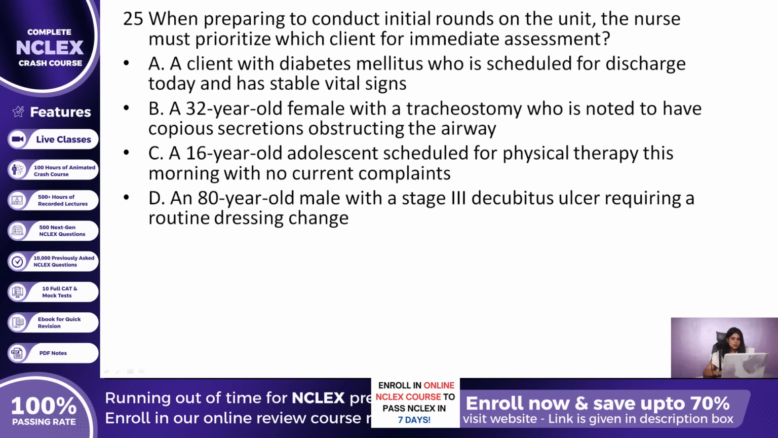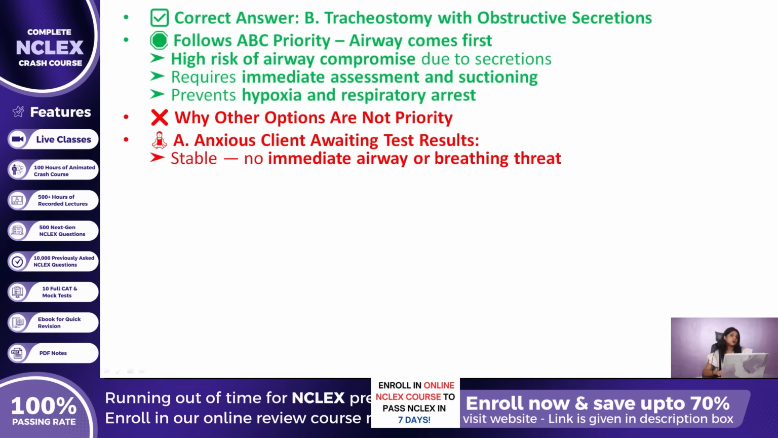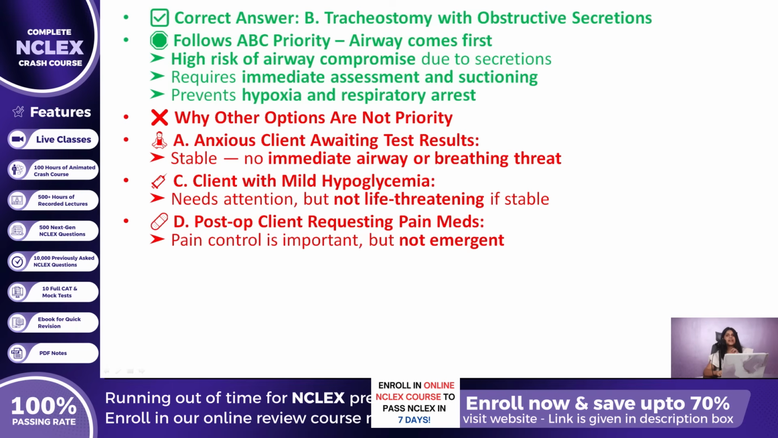The correct answer is option B, as the client with a tracheostomy and obstructive secretions is at highest risk for airway compromise, following the ABC airway, breathing, circulation framework. Immediate assessment and suctioning are needed to prevent hypoxia. The other clients are stable or require non-urgent care, making airway management the top priority for safe, effective intervention.